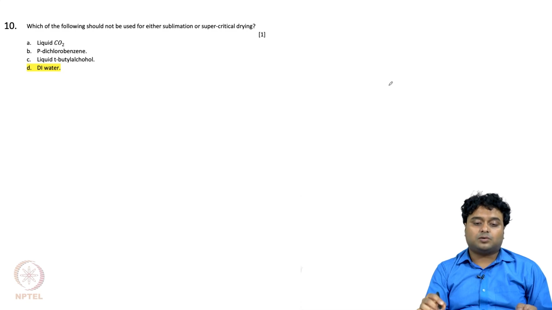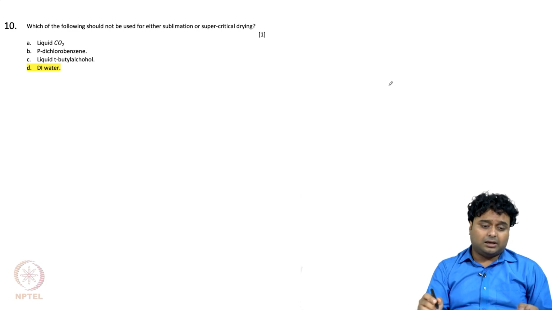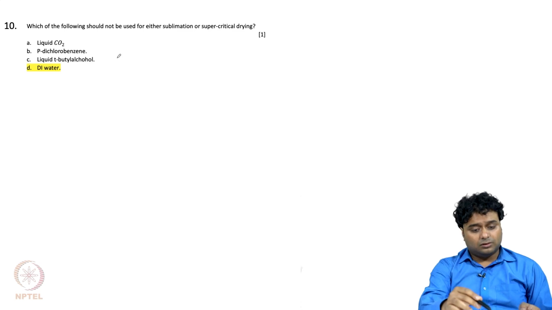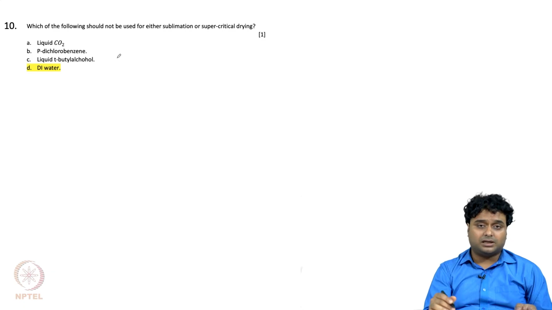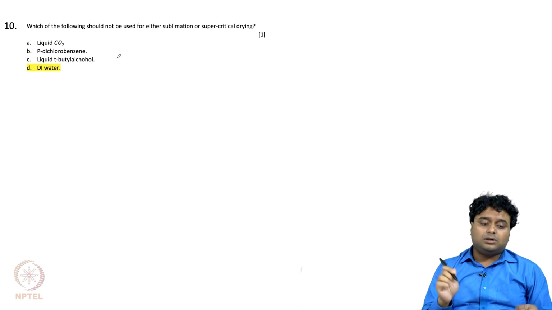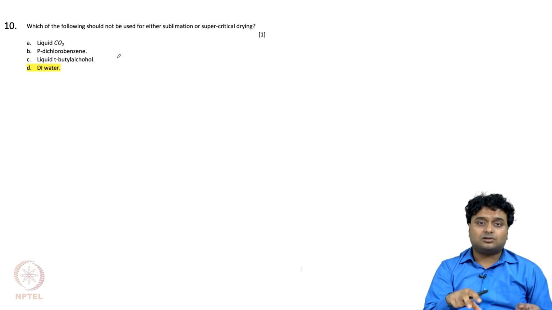Which of the following should not be used for either sublimation or supercritical drying? Liquid CO2, you know, we use for supercritical drying, dichlorobenzene is used for sublimation, and liquid butyl alcohol is also used for sublimation. But DI water is the only material here which does not help in sublimation or supercritical drying. You have seen that DI water was present in the lecture videos while discussing sublimation or supercritical drying, but that is not because DI water is needed for them.